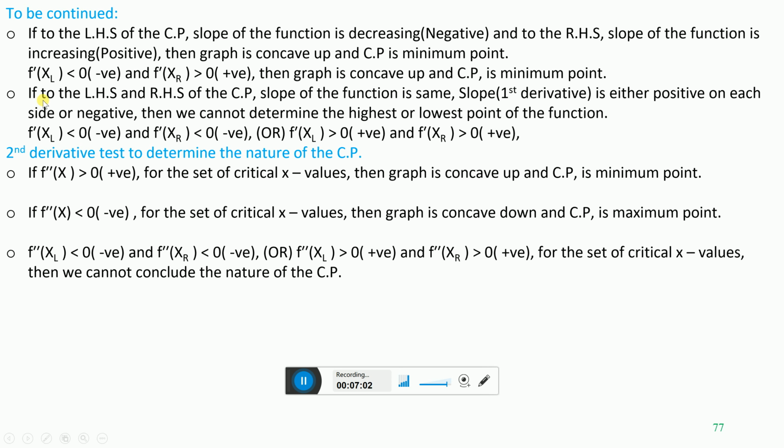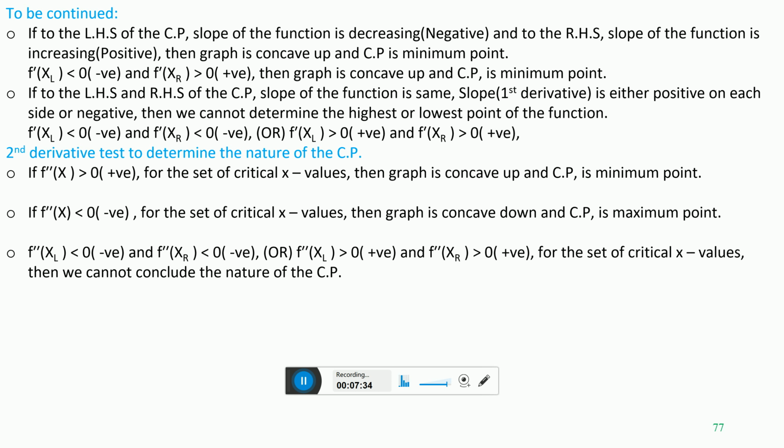The third condition to check the nature of the point, whether it is the highest or lowest point, is this: if to the left hand side and to the right hand side of the critical point the slope of the function is the same, the slope or first derivative being either positive on each side or negative, then we cannot conclude the nature of the point. We cannot say anything about whether this is the highest point or lowest point.